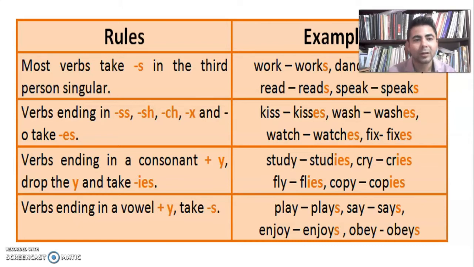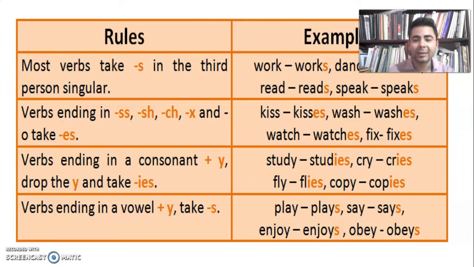The next rule tells us about verbs ending in a consonant plus Y. What are we going to do with the verbs that end in consonant plus Y? It's easy, guys. We need to delete, we need to erase the letter Y, and we are going to add IES to the verb. Let's look at the example. We have study. You see, we need to erase the letter Y, and we are going to add IES, and it's going to say studies. Cry, we erase the letter Y, add IES, and we have cries. And there you can see some other examples.